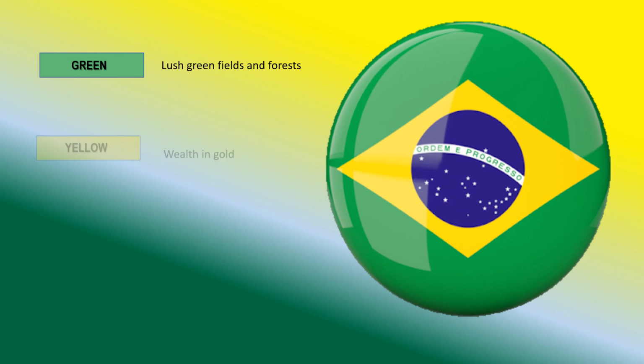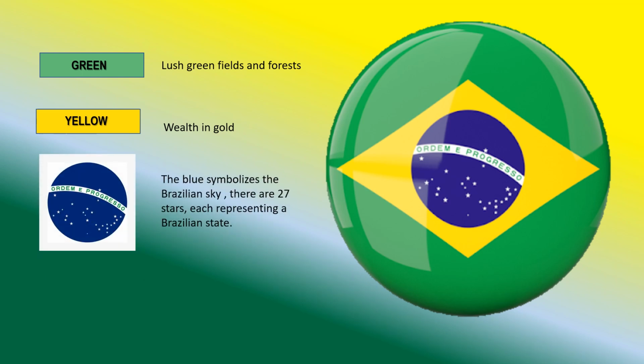To the Brazilian flag. The flag is green, symbolic of Brazil's lush fields and forests. Its primary feature is a large yellow diamond, symbolic of Brazil's wealth in gold. And in its center floats a blue celestial globe. The blue symbolizes the Brazilian sky. There are 27 stars, each representing a Brazilian state. The globe displays a white equatorial band with the motto Ordem e Progresso, which means order and progress.